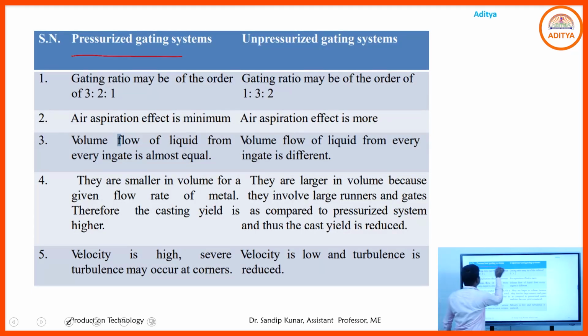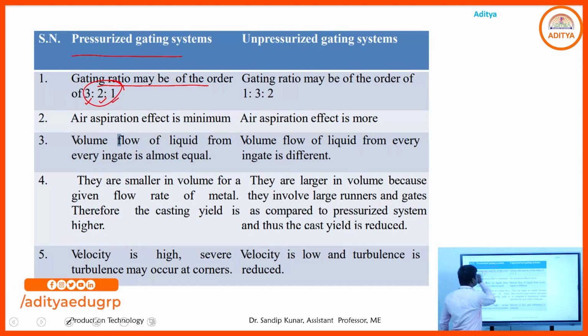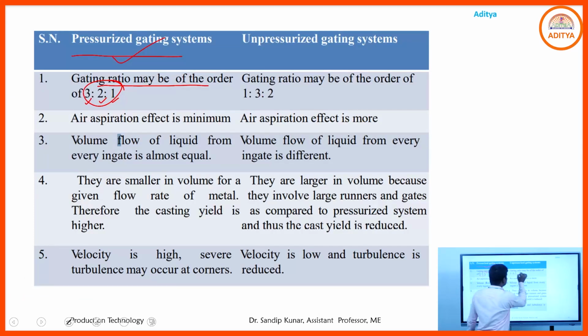In case of a pressurized gating system, the gating ratio may be of the order of 3:2:1. 3 means the area of the sprue, 2 means the area of the runner, and 1 means the area of the gate. That is the gating ratio followed in a pressurized gating system. 1:3:2 is the gating ratio maintained in an unpressurized gating system. The air aspiration effect is minimum due to the presence of the choke effect. In the unpressurized case, the aspiration effect is more.